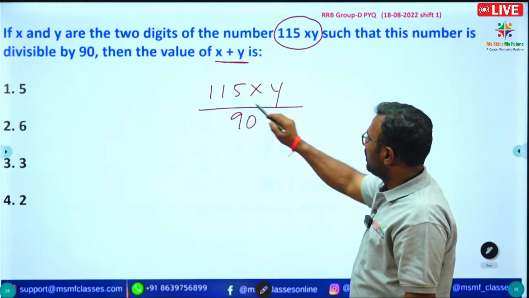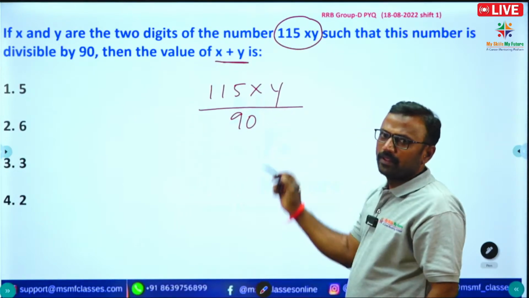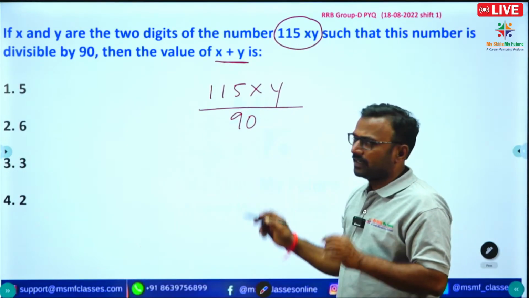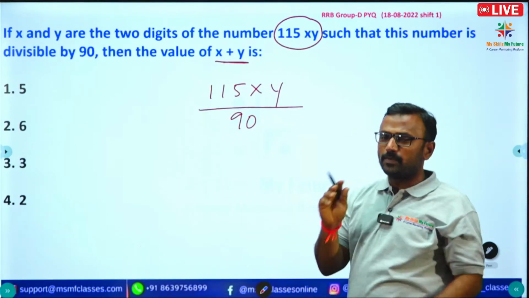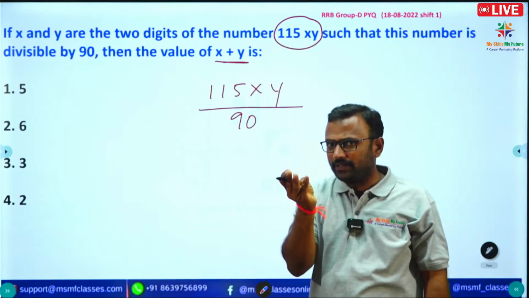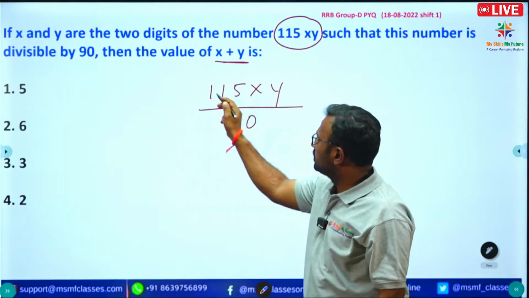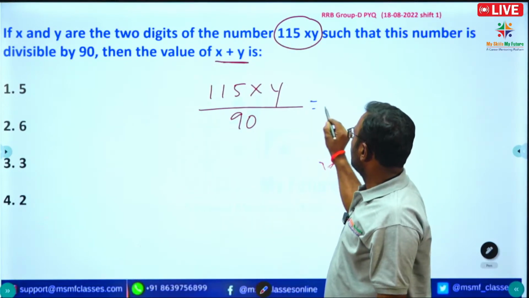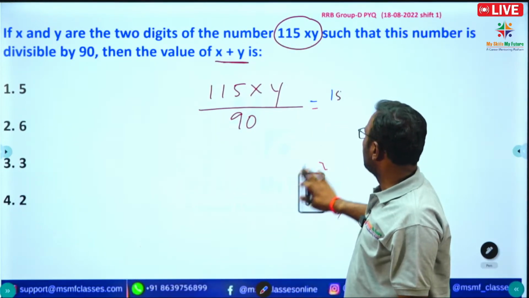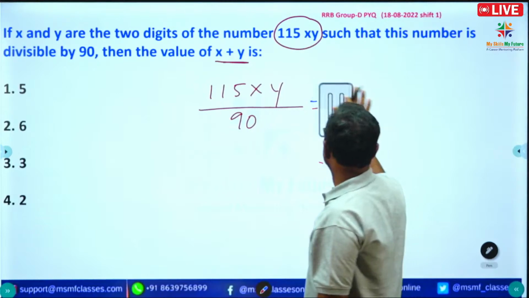So see, 115xy, here 90 is there. 90 is divisible by 10 and 9. So this number is also divisible by 10. So only one possibility of y is there.